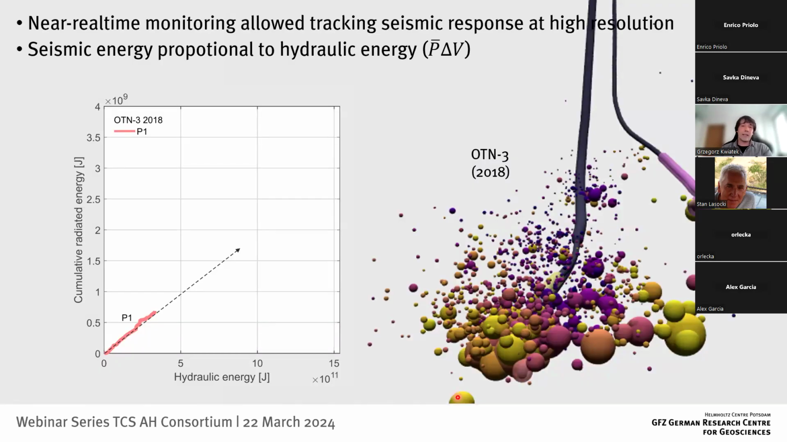We had very good near real-time seismic monitoring in place, and that allows us to track the seismic response at high resolution right from the very beginning of the stimulation. This chart shows the evolution of hydraulic energy and cumulative radiated energy in the first phase of the stimulation that lasted, as far as I remember, 10 days. It was quickly realized by the project team that the seismic energy release is essentially proportional to the hydraulic energy. And any stop in injection operations leads to a quick decrease in the seismic activity.